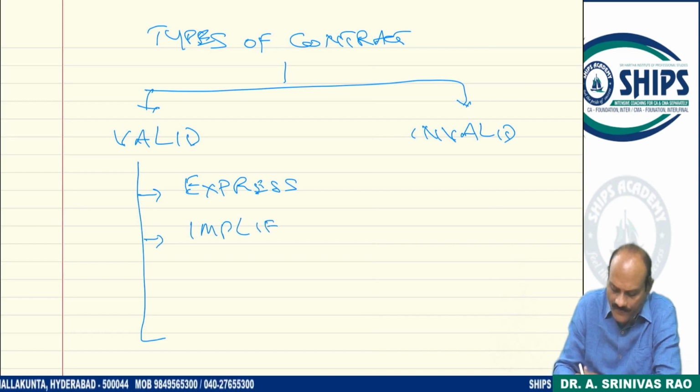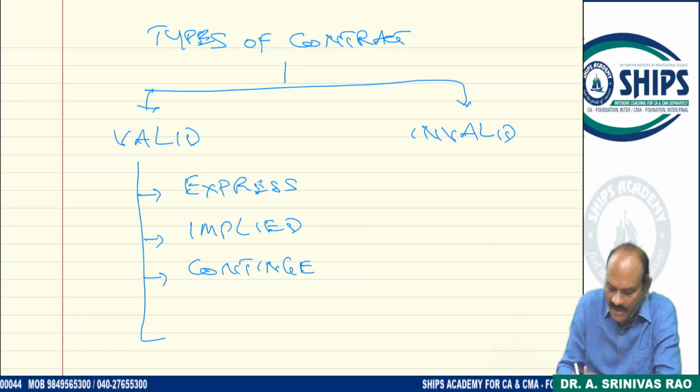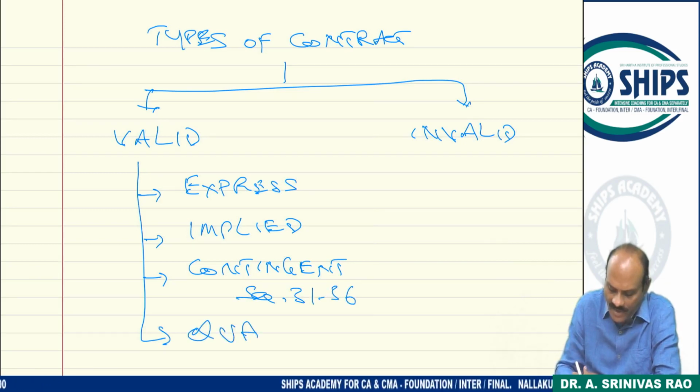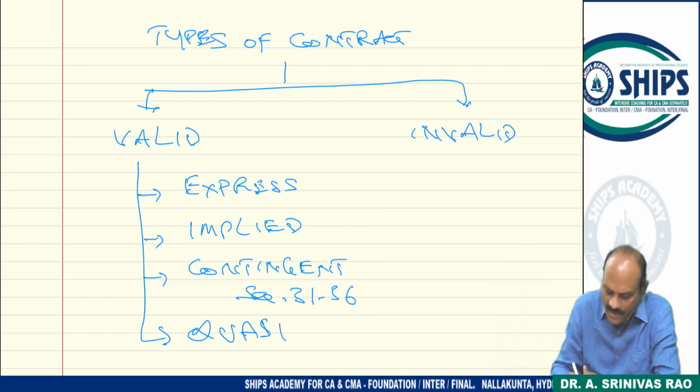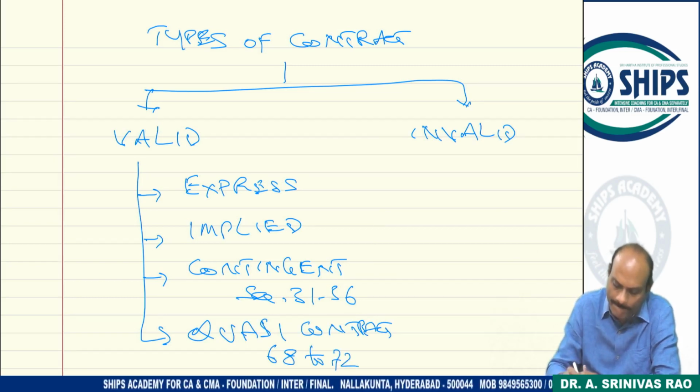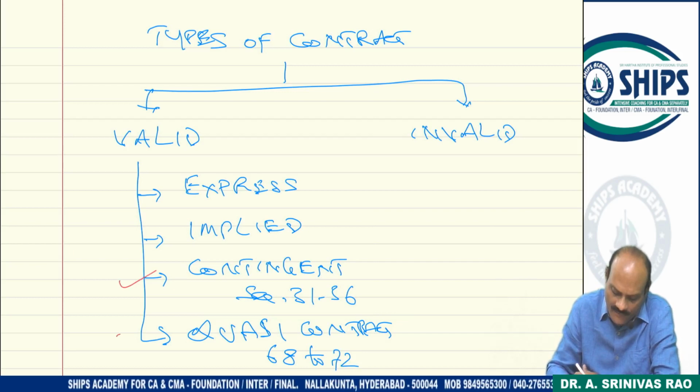Second one, implied contract. Third one, contingent contract. Contingent, section 31 to 36. And last one, quasi contract, section 68 to 72. These two are very important.